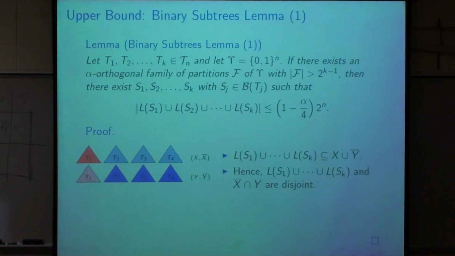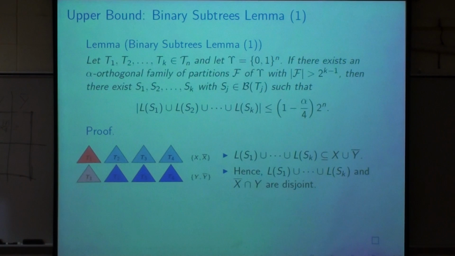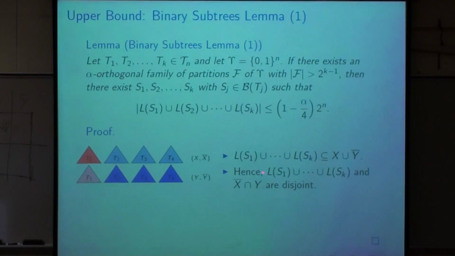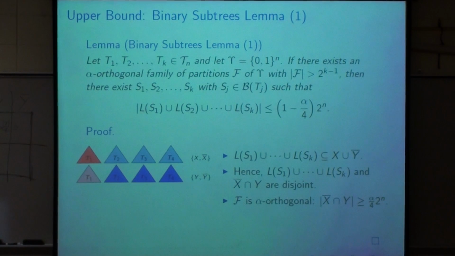Well, this is great because no path label was used from the complement of X union Y. We didn't use any one of those path labels. But we took these partitions from our alpha orthogonal family, which means that this set is large. So we avoided a large set of path labels that don't occur along any of the paths in the selected binary subtrees. Okay, so that's the main idea.